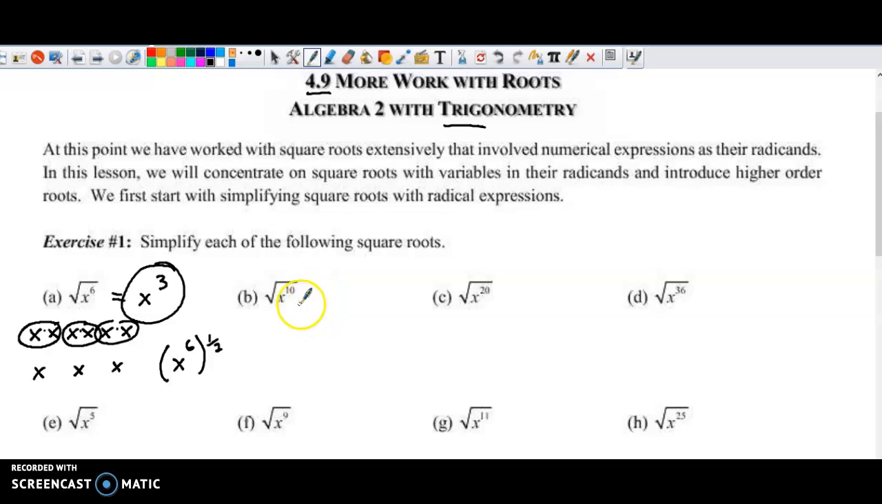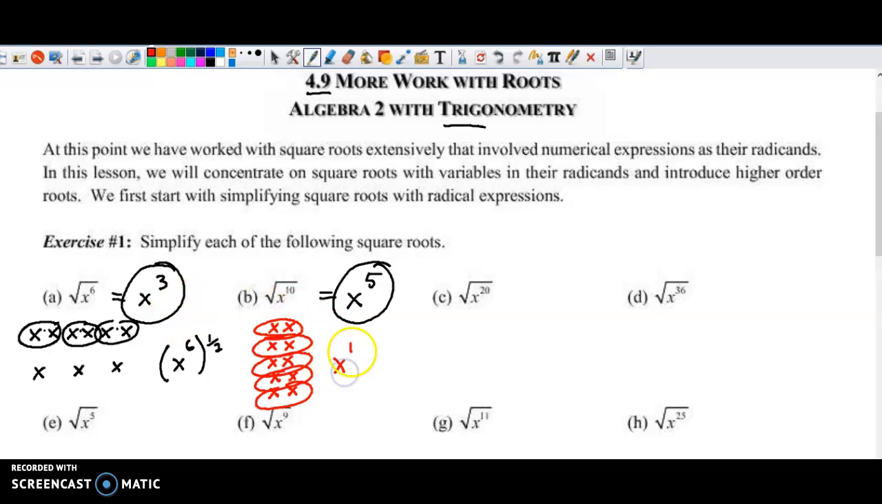So I don't really care how you come up with the right answer, but that you get the correct answer. Whether you're going to write out 10 x's, 3, 4, 5, 6, 7, 8, 9, 10, and pair them together to see how many pairs you have, or if you do what I mentioned right there, that you take x to the 10th power to the 1/2, and a power to a power you multiply. 10 times 1/2 is 5.